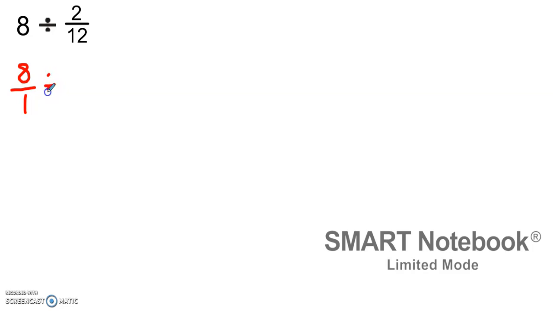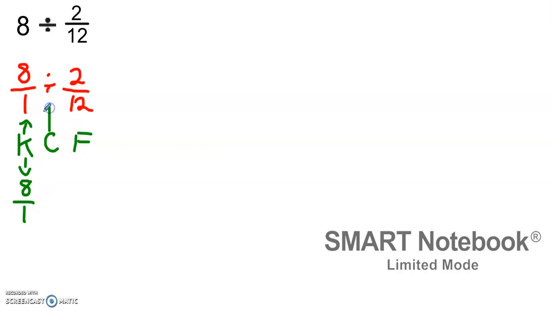I then recopy everything else down. The 2/12 is already an improper fraction with no whole number, so I could just recopy it. Before moving on, I'm going to re-verify to make sure that I have no whole numbers. I have none right here that's written down, so I'm going to move on. So now I've got to do the KCF. Again, that means the K goes to the first term, in this case, 8 over 1, and I'm going to keep that the same. So I'm going to rewrite that 8 over 1.